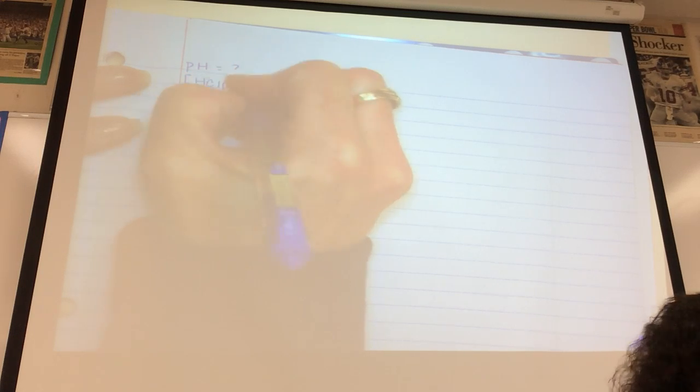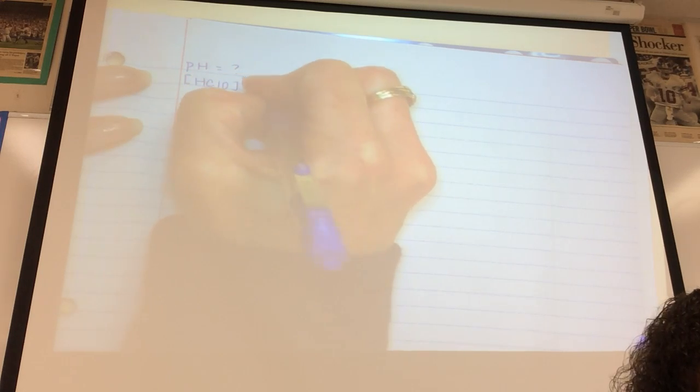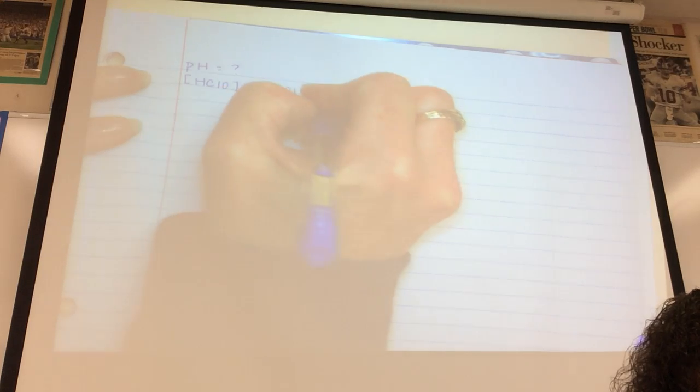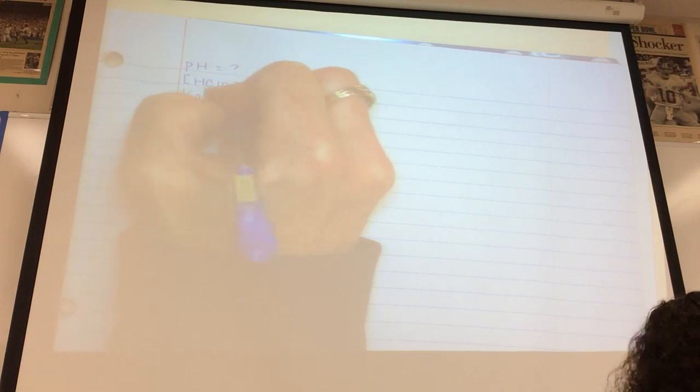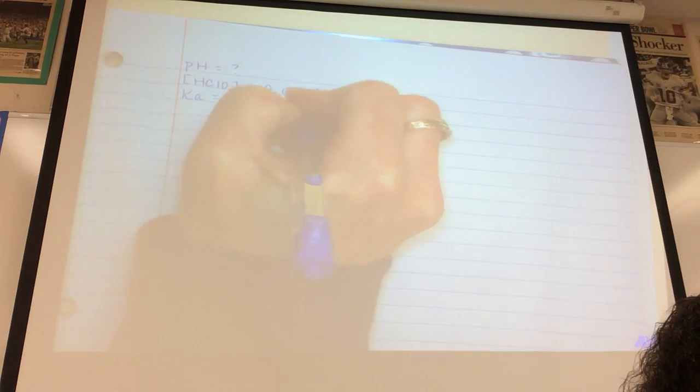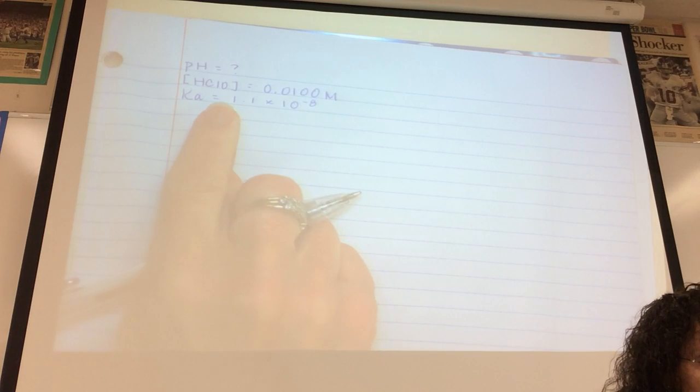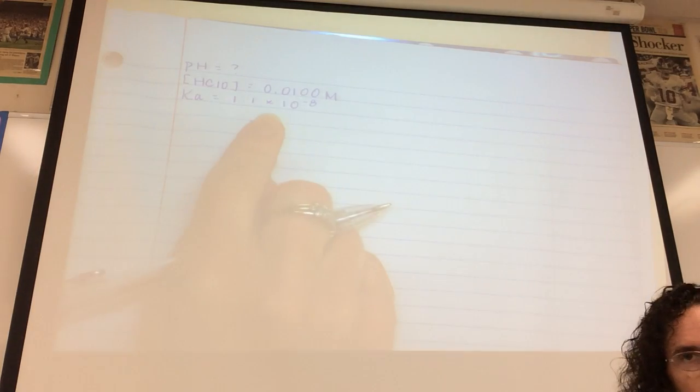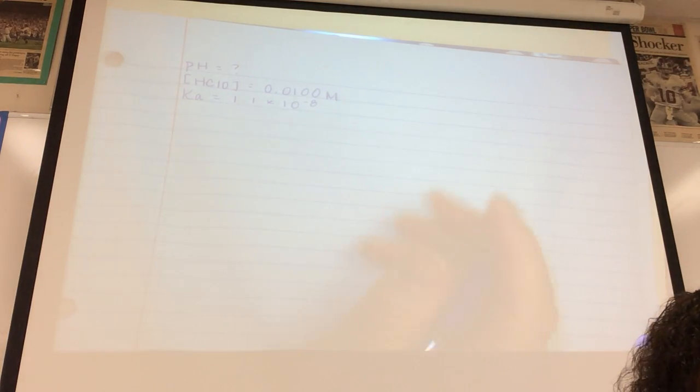It says, what is the pH? So we want to know the pH. The concentration of hypochlorous acid is 0.0100 molar. And the Ka is 1.1 times 10 to the negative 8. Now when you have such small Kas, you're going to ignore the x. It's a done deal, but we'll prove it.